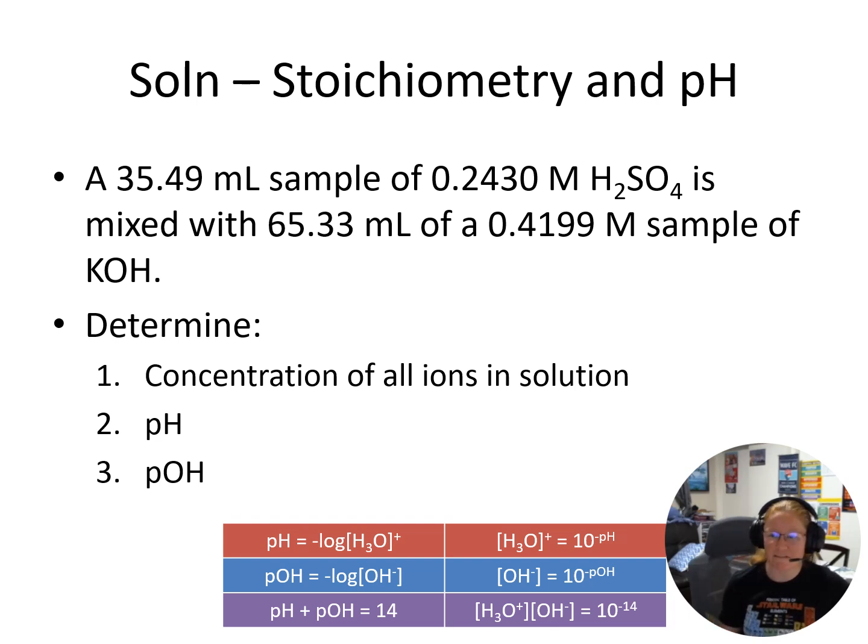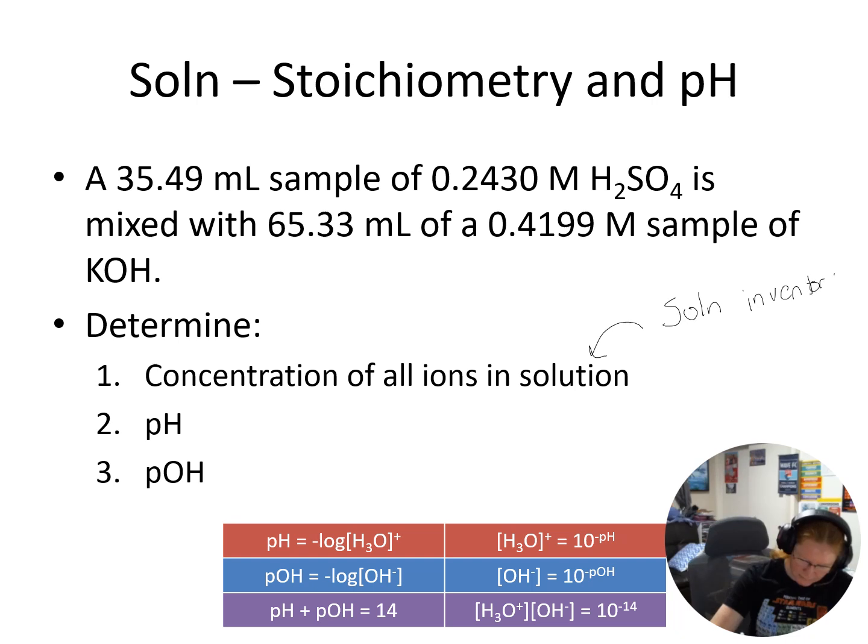Here I've got a limiting reagent problem that is going to be an acid-base reaction with some pH considerations. If you forgot the pH stuff from your prep chem class, I put the equations on this slide. You've got some sulfuric acid and some potassium hydroxide. You want to determine the concentrations of the ions in solution, so this is that solution inventory, and then figure out the pH and the pOH. This is a good check to see if you remember how to do some of the stuff from your prep chem class as well.